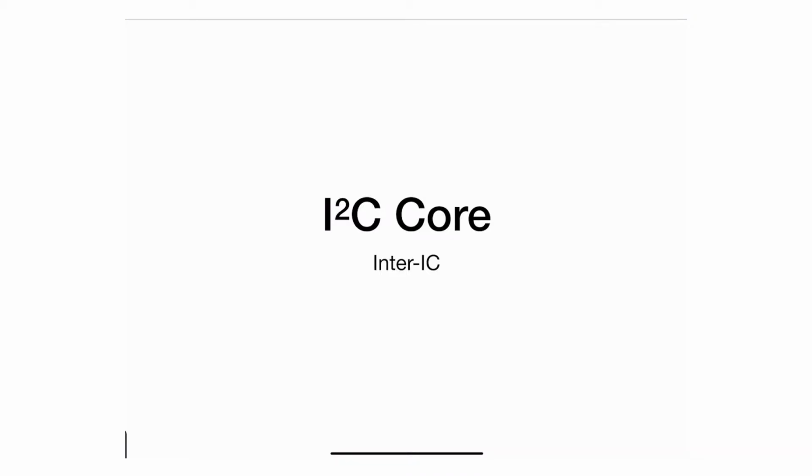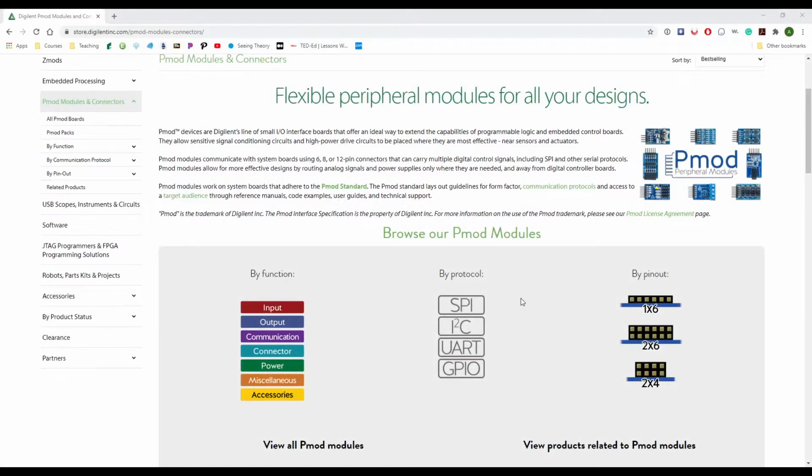Inter-IC, or I2C, sometimes called I-squared-C, is a serial data transfer protocol similar to SPI and UART. It was originally developed by Philips Semiconductors, and as of this recording, it is currently managed by NXP Semiconductors. The reason why we talk about another serial transfer protocol is because SPI, UART, and I2C are the most commonly used serial transfer protocols to communicate with peripherals and sensors in embedded systems.